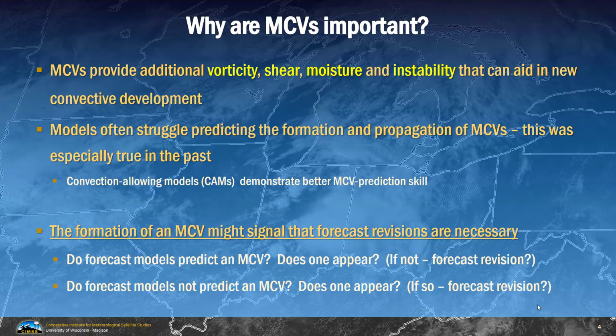Why are these important? MCVs are spinning features within a moist atmosphere, so they provide additional vorticity, shear, moisture, and instability that can aid in new convective development. And think about how they're also going to be changing the shear profile. Noticing that an MCV has developed when the models have not predicted it typically means you might have to do something to your forecast. So the formation of an MCV might signal that revisions are necessary.